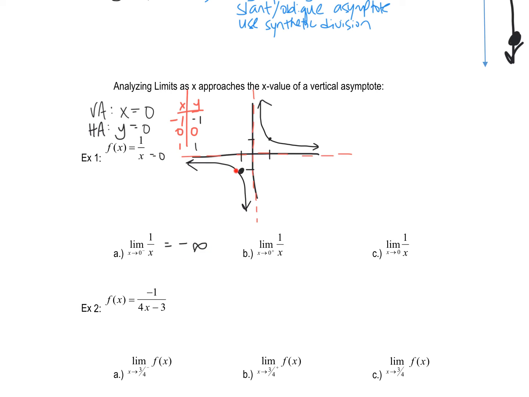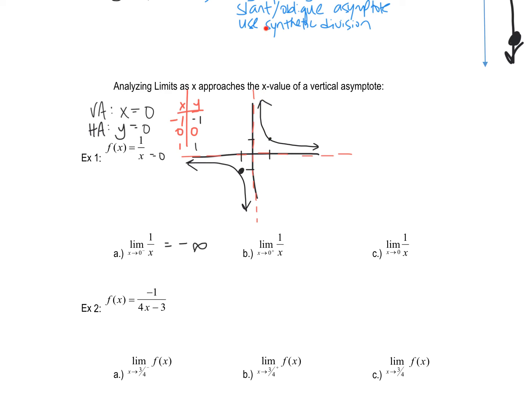As this x value approaches 0, I'm getting closer and closer and closer. The y value is decreasing forever. That means it's approaching negative infinity. As I'm approaching 0 from the right, so I've got my right hand now and I'm riding along this roller coaster and I'm getting closer to x equals 0.